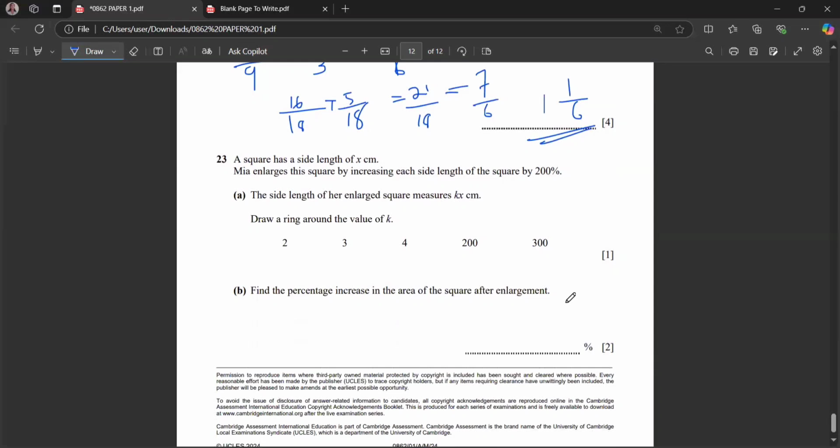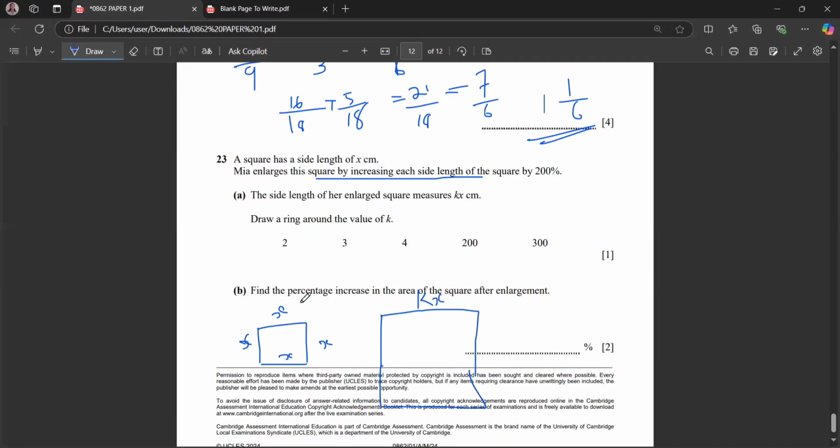A square has a side length of x centimeters. Mia enlarges the square by increasing each side length of the square by 200 percent. The side length of the enlarged square measures kx centimeters. So I'm going to draw a square first. They said the original side was x. So for a square, all the sides will be x then, isn't it? Each side is increased by 200 percent. So that becomes a bigger square whose new side is kx.